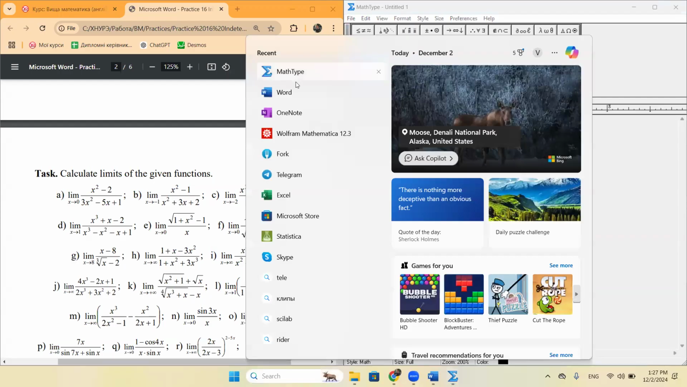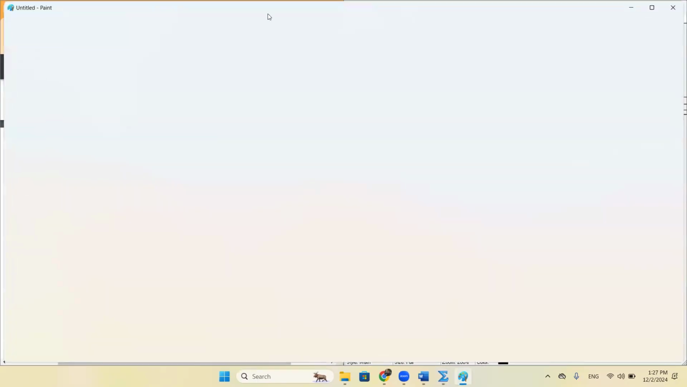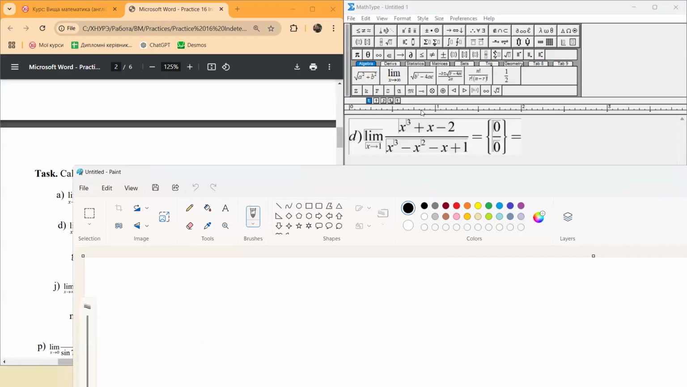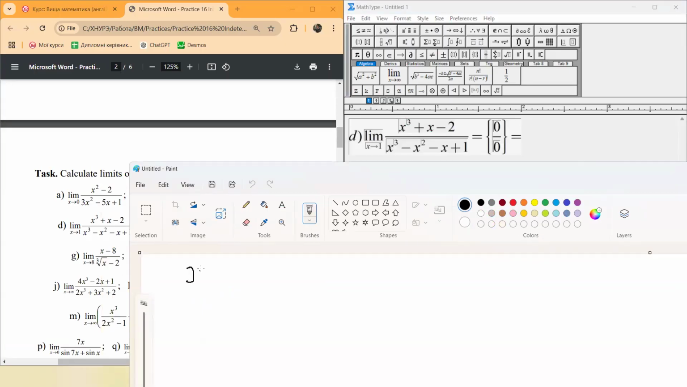And how to do it? So again, we will use paint, but we won't use it so often for now. So what do we have to do? We need to divide in the numerator. So x to the power 3 plus, I will also write the coefficient for x to the power of 2, plus x minus 2, and divide it by x minus 1.